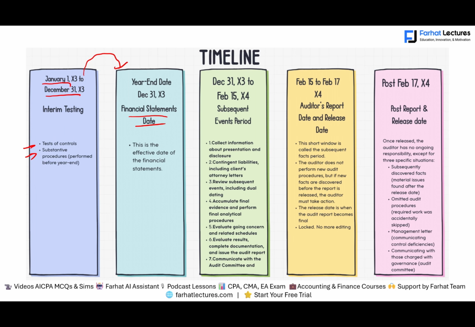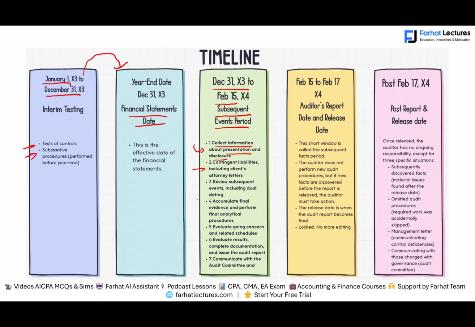Then, we're going to take some time to issue those financial statements, to get those confirmations back, to double check, to get the attorney's letter, to double check a few things, cash flow, and so on and so forth. It's going to take us 30 to 45 days to issue the financial statements. Between December 31st, X3, and let's say February 15th, which is 45 days, we call this the subsequent events period. During the subsequent events period, we have to do certain things. One of them is collect information about presentation and disclosure, which we will discuss here.